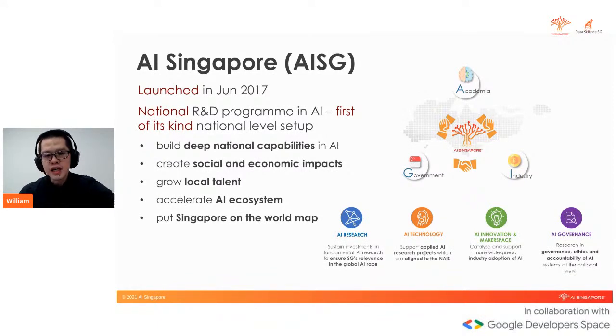The first pillar is AI research, where we conduct basic research in collaboration with professors and scientists in local universities and research institutes. I think the goal really is to ensure that Singapore remains very relevant in the global landscape of AI competition. The second pillar is AI technology, where we address national level AI challenges, the likes of those that are described in our national AI strategy, which I'm sure many of you have read.